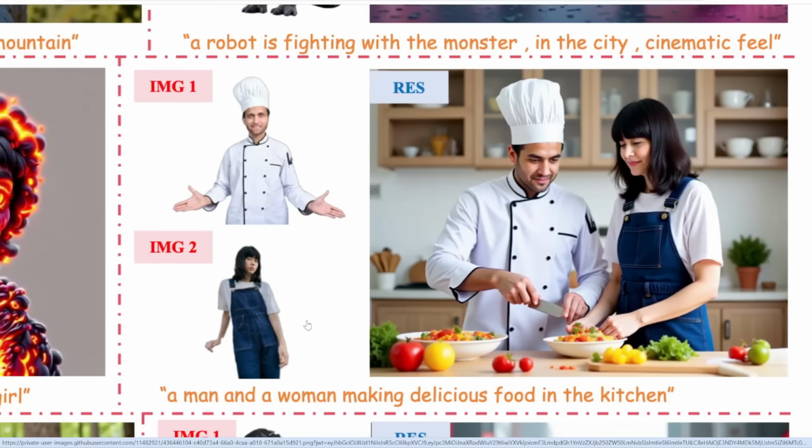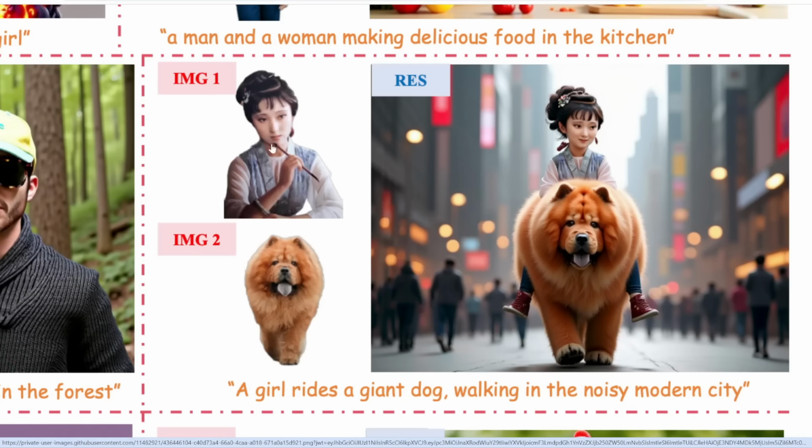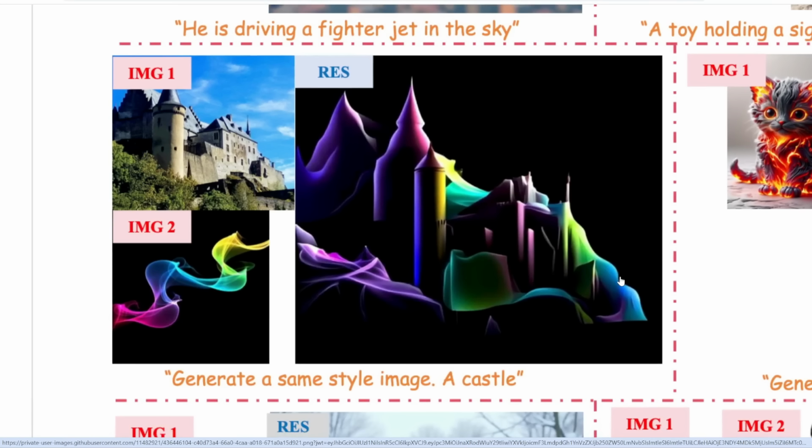Here's another example of adding two characters in the same photo. You can also do something like this where you have this woman ride this giant dog in a noisy modern city. It's also good with passing the style of one photo onto another. So let's say you have this castle and this colorful smoke. Well, you can apply this style to the castle and get something like this.